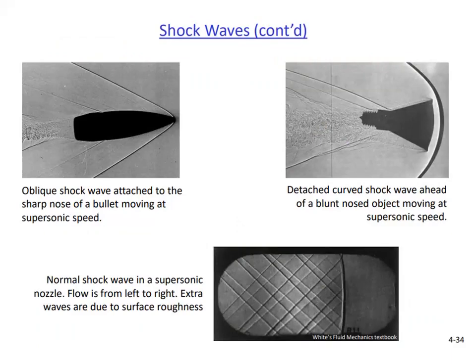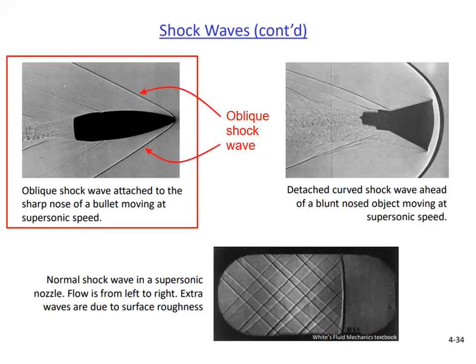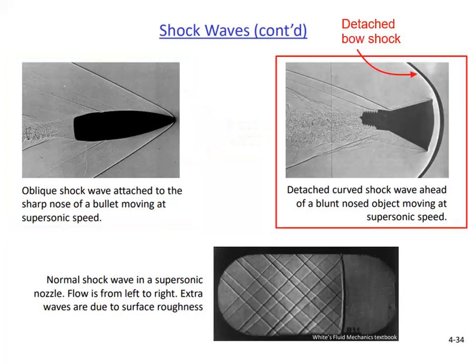Here we see some shock wave photographs. They are seen in these images as black lines. The first one is the oblique shock wave attached to the pointed nose of a supersonic bullet. This is an oblique shock because the flow passing through it is not normal to it. The second one is the detached bow shock seen ahead of a blunt-nosed object moving at a supersonic speed.